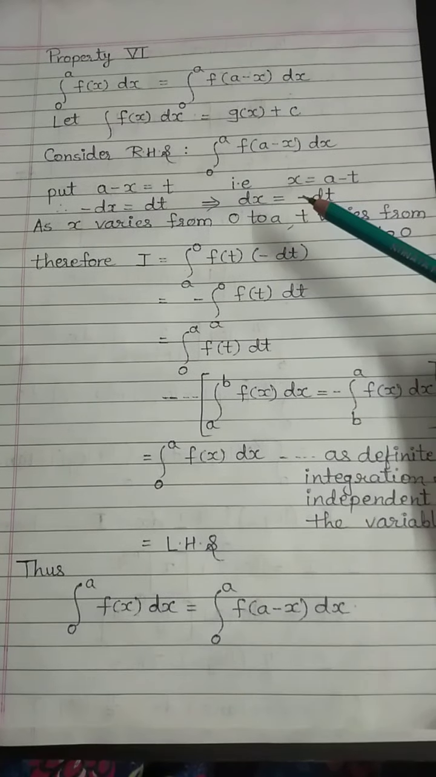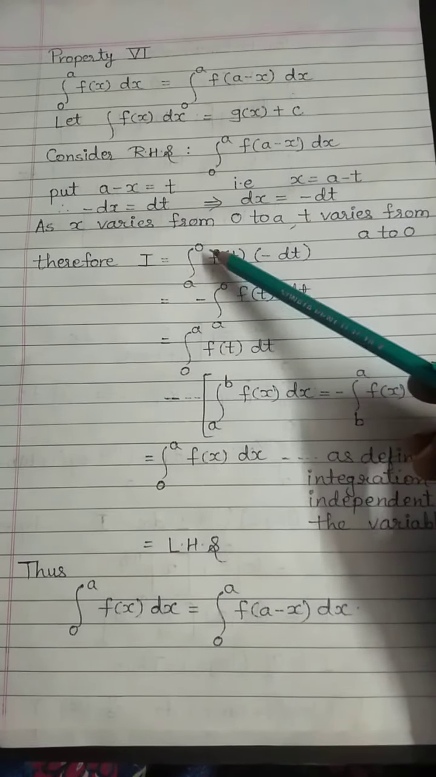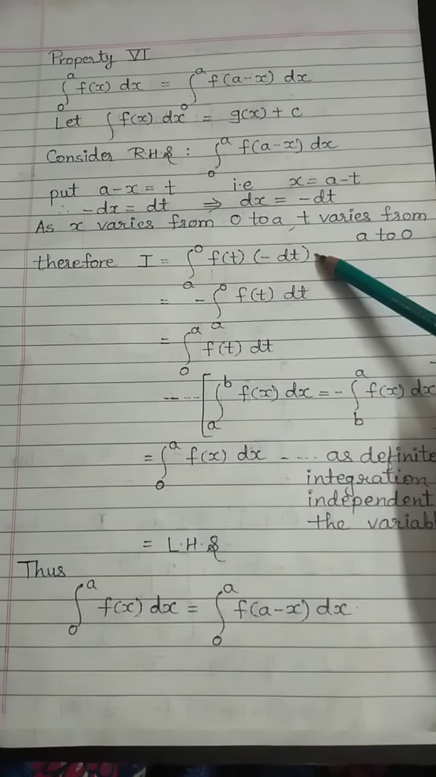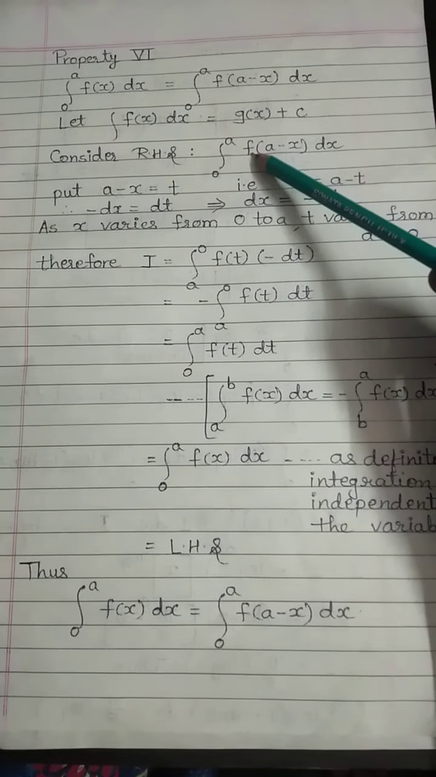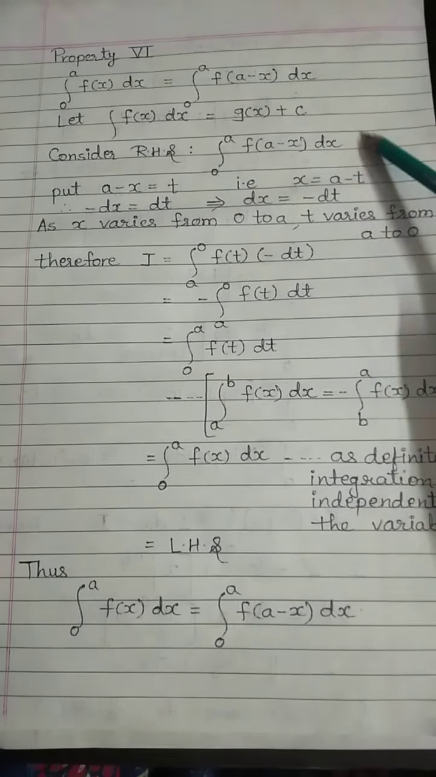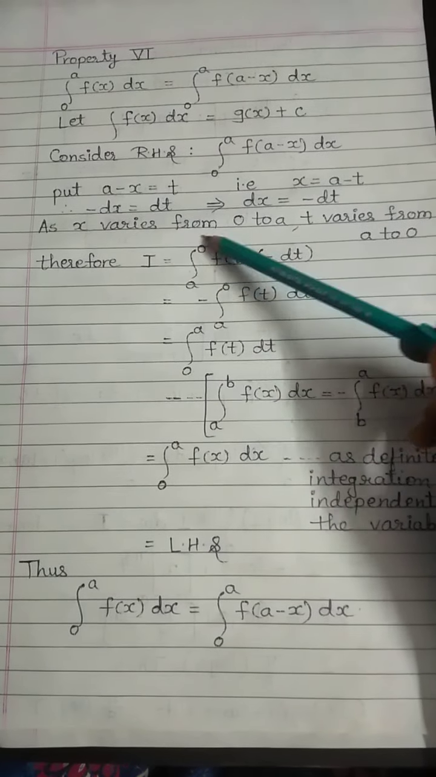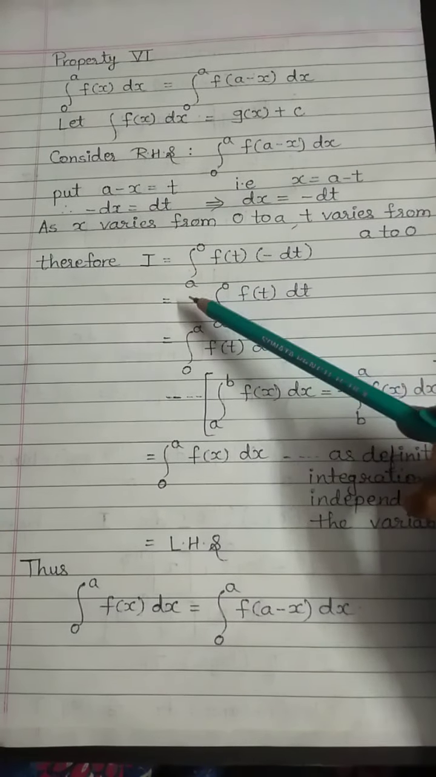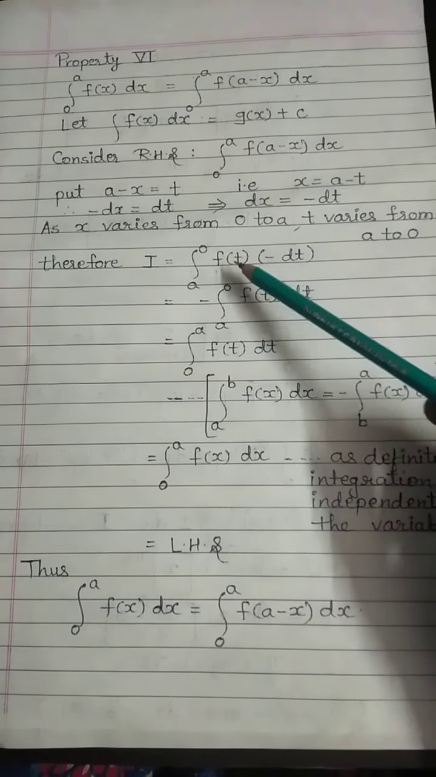Now we are going to write the integration in the form of variable t. So I is equal to integration a to 0 f of t into minus dt. As a minus x is t, so here we will get f of t, and dx is nothing but minus dt, so in place of dx we will write minus dt. And as x varies from 0 to a, t varies from a to 0, so we have integration from a to 0. So this is the integration in the form of variable t.